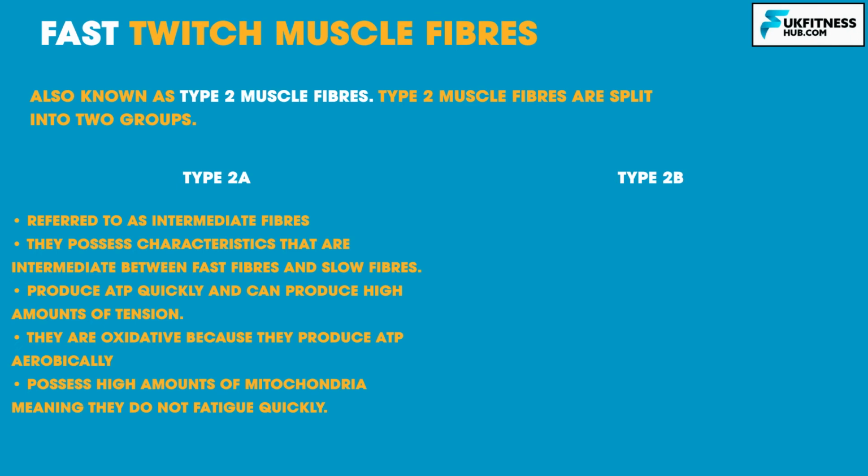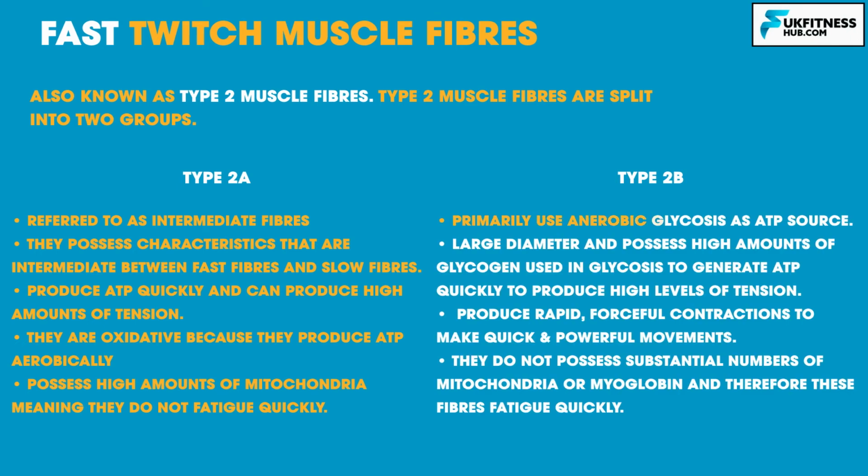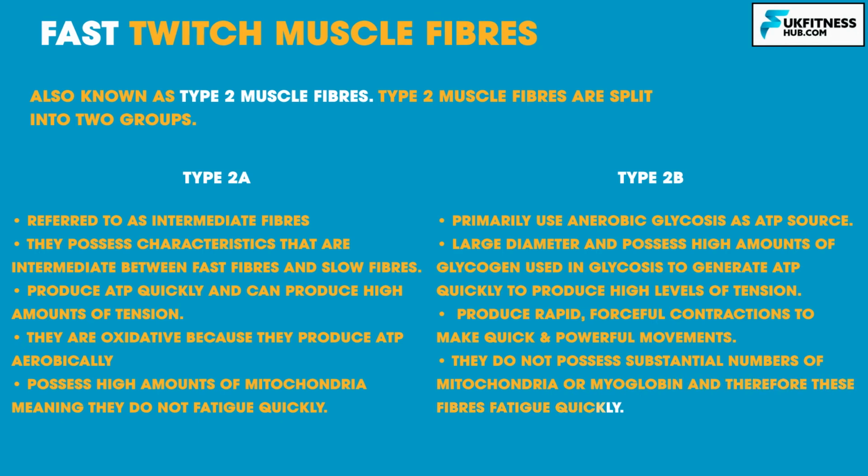Type 2B fibres primarily use anaerobic glycolysis as their ATP source. They have a large diameter and possess high amounts of glycogen, which is used in glycolysis to generate ATP quickly to produce high levels of tension. Type 2B fibres produce rapid, forceful contractions to make quick and powerful movements. As type 2B fibres do not primarily use aerobic metabolism, they do not possess substantial amounts of mitochondria or myoglobin, and therefore these fibres fatigue quickly.